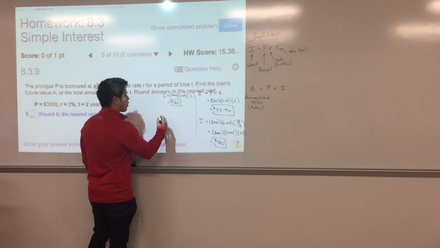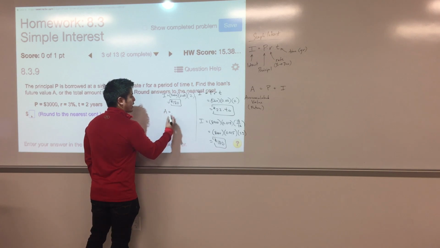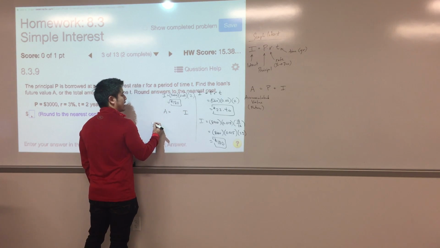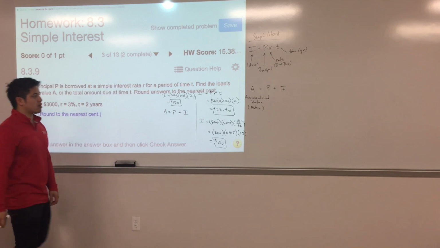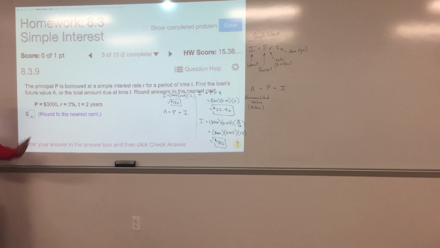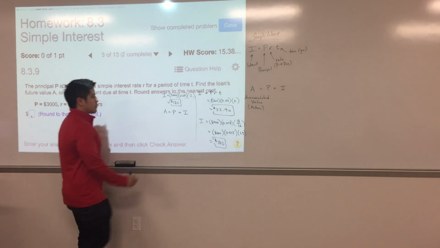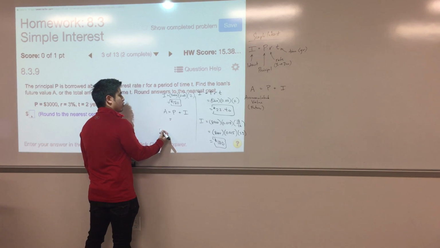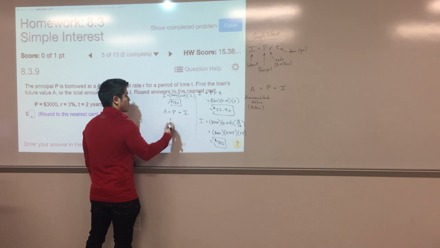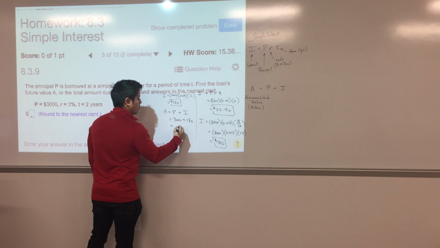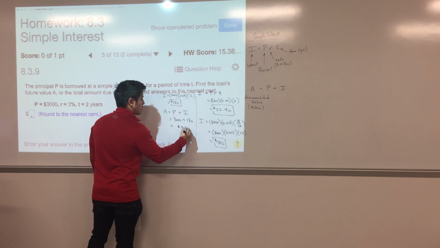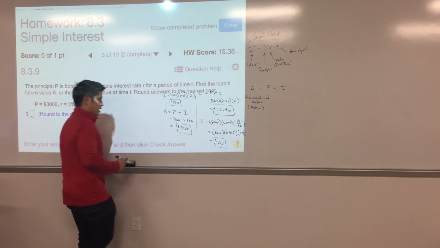So in order to figure out future value, we need to not only take the interest into account, but also the original amount borrowed or lent. So with that said, what was the original amount borrowed? 3,000 plus the 180, and so future value is 3,180. That's the correct answer.